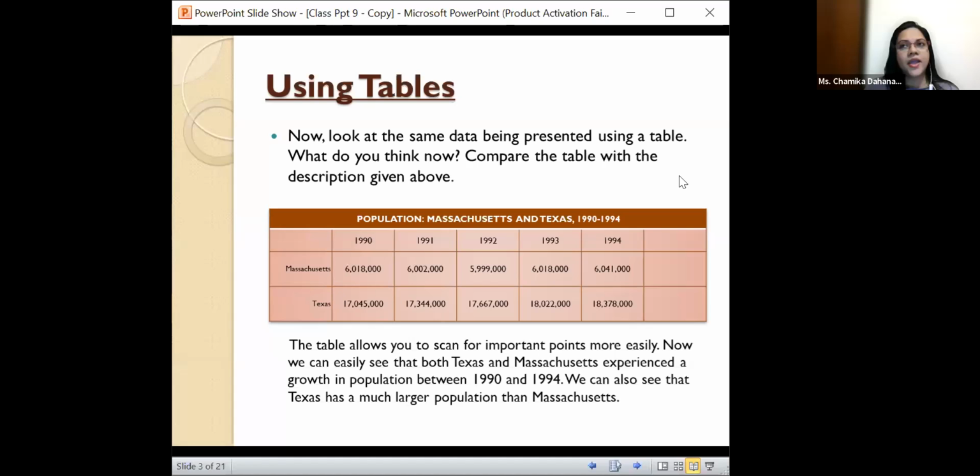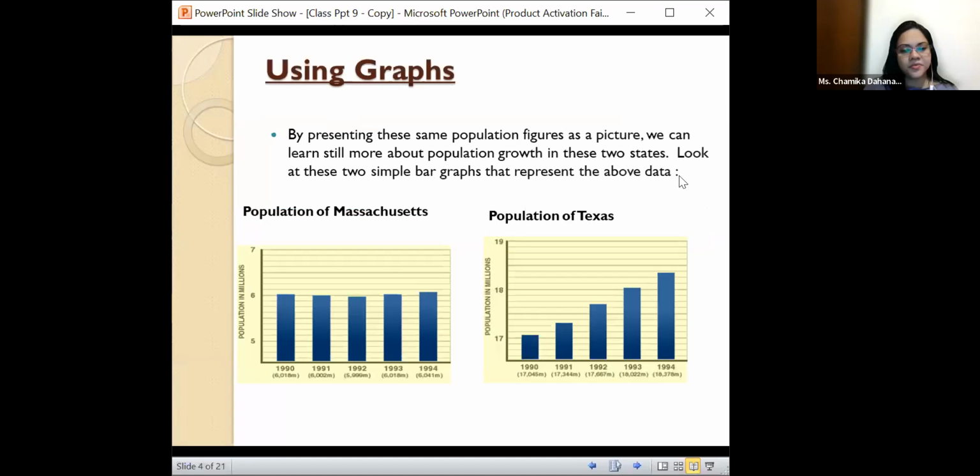Let me go into the next part. Again, what I have done is I have taken this same information and now I'm using it in a graph or a chart. And again, my question is, what is the trend that you notice from this one? Look at the same information, but this time I'm using two graphs. I hope all of you can notice the difference it makes.